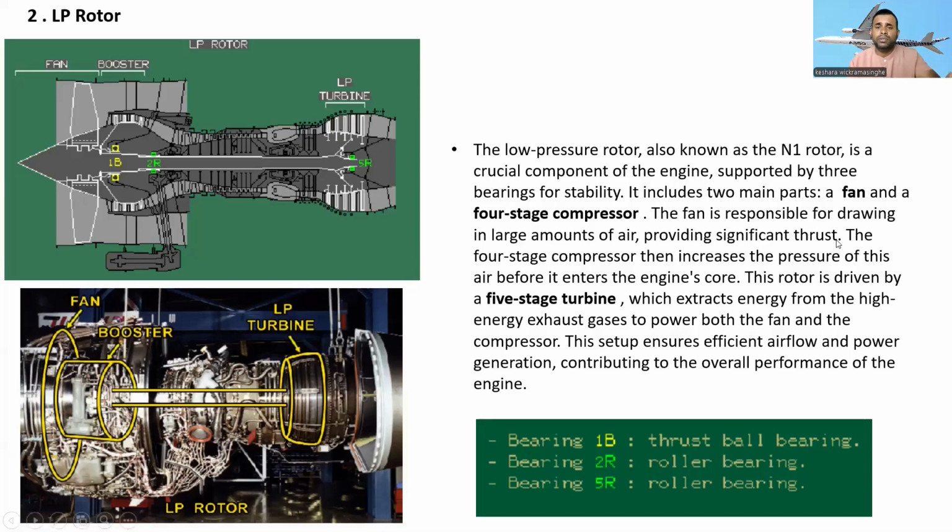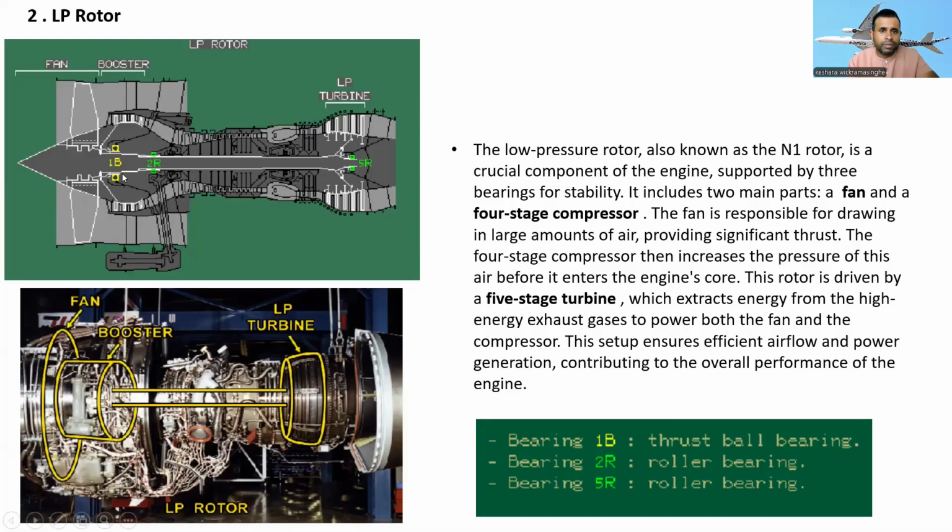The fan is responsible for drawing in a large amount of air, providing significant thrust. The 4-stage compressor then increases the pressure of this air before it enters the engine core. This rotor is driven by a 5-stage turbine, which extracts energy from the high energy exhaust gas to power both the fan and the compressor. This setup ensures efficient airflow and power generation, contributing to the overall performance of the engine.